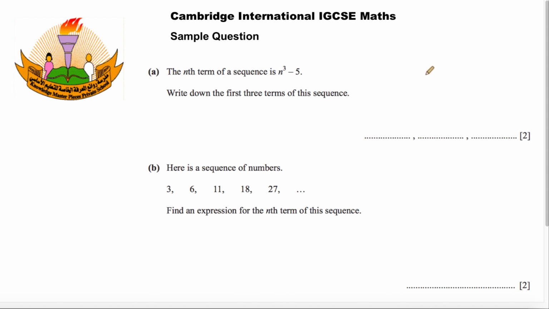Here we have a sample question from the IGCSE maths paper. Part A reads, the nth term of a sequence is n cubed minus 5. Write down the first three terms of this sequence. Okay, well, another way to say nth term is to use this notation here, Tn. That's term n or nth term. And the Tn here for us is n cubed minus 5 as given in the question.